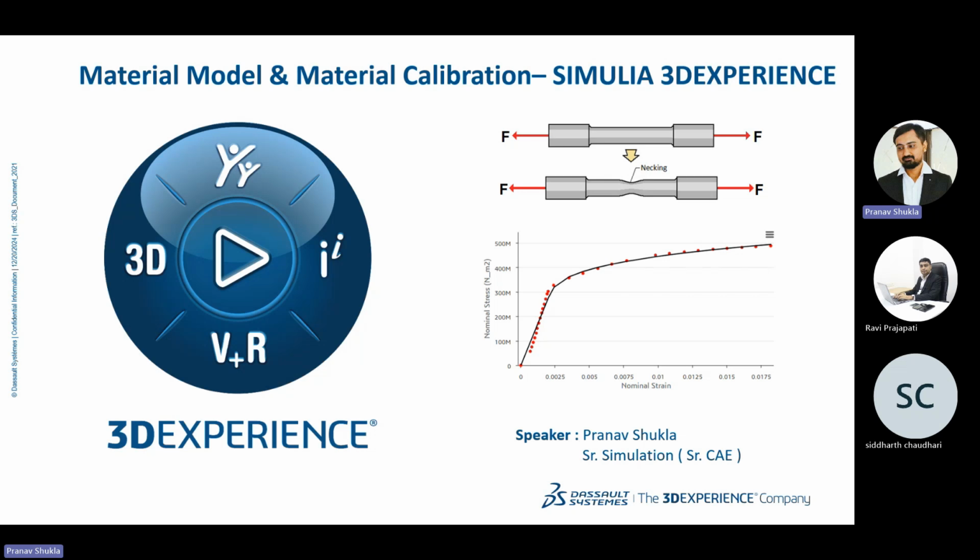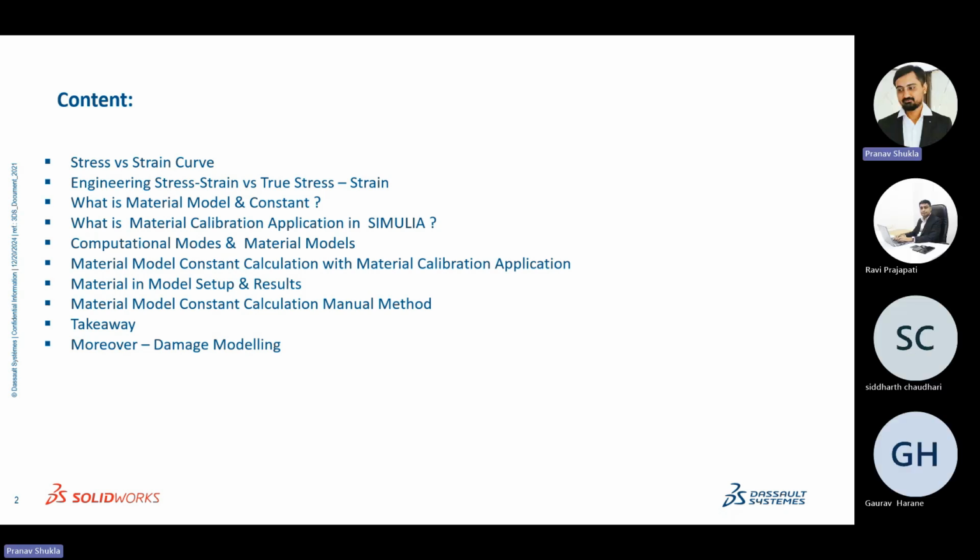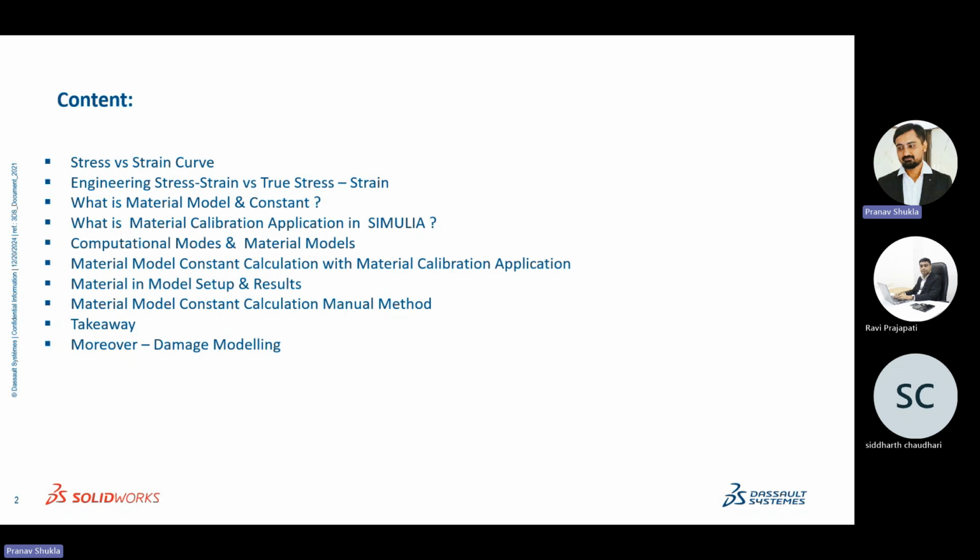Okay, so let me go with the contents. These are the contents I'm going to cover today. First one is the stress versus strain curve. So to give you a brief about the stress versus strain curve, what is the meaning of the engineering stress versus the true stress, and then what is the material model and what are the constants. Then what is the material calibration app in the Simulia. Moving forward, I will go with the computational modes available in the material calibration app, as well as the number of material models available in the Simulia.